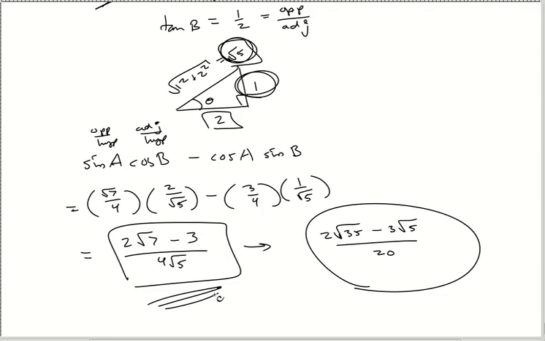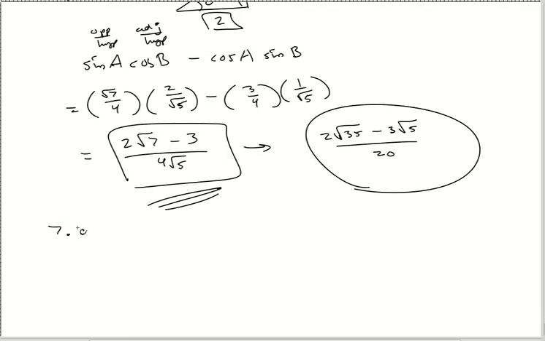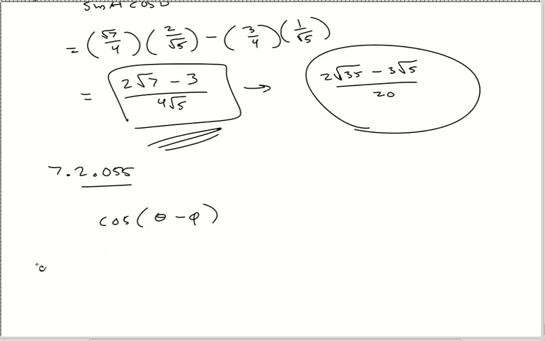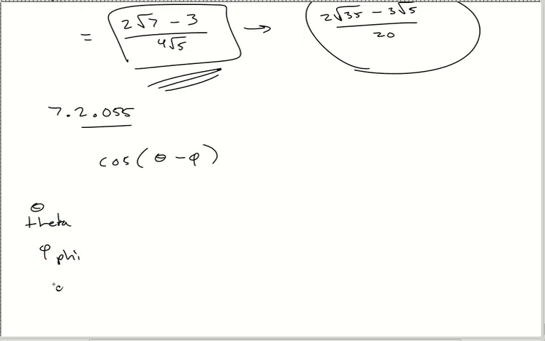I guess next problem here. So here we go. They have cosine of theta minus phi. So that's a theta. Let me write these up just so that you're all caught up here. And that's a phi. There's a lot of kinds of phi. I don't know which kind they're using. Just phi.